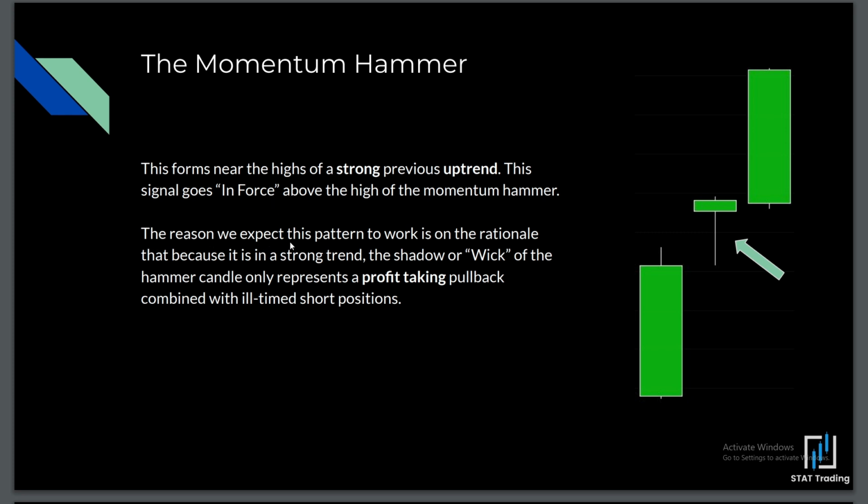The reason we expect this pattern to work is on the rationale that because it is in a strong uptrend, the shadow or wick of the hammer candle only represents a profit-taking pullback. Anyone that was long before, just taking some profit, combined with ill-timed short positions. So if you weren't long and you see prices going down, you get in there to try and short it, and then it launches all the way back up, you're going to have to go and close that short, which will push prices even higher. And since it's a strong uptrend, like we talked about in the second video of this series, the fact that it's going up tells us the buyers are more aggressive. So if you're stuck short and the buyers are more aggressive, you're going to get killed, which is exactly what we see occur here.